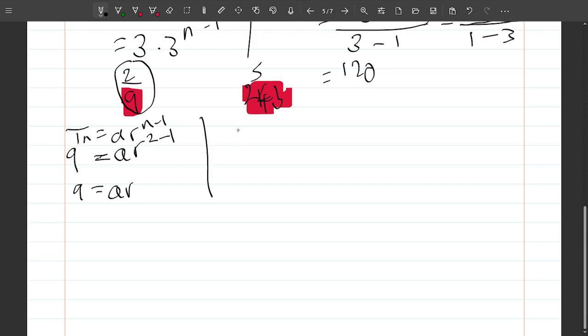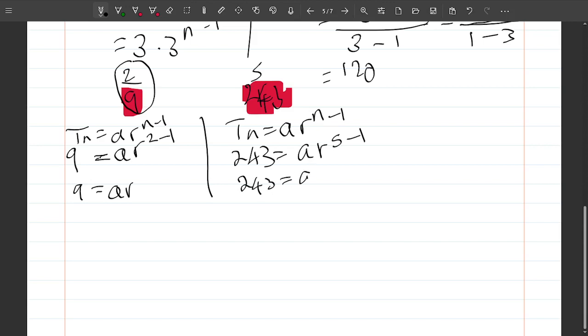Then for the other one, I still know that T_n is equal to a r^(n-1). The T_n, I know this to be 243. I don't know the first term, I also don't know r, but I know n to be 5. So that's 5 minus 1. So I've got 243 here, and then a r^(5-1) is a r^4.